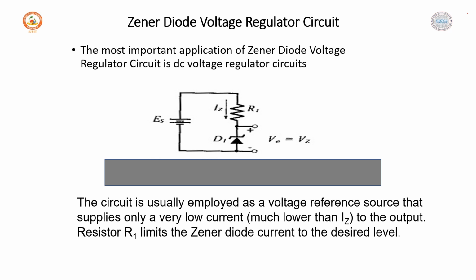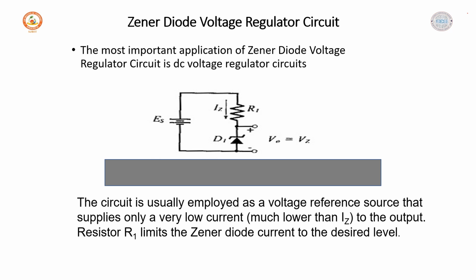To make the zener diode work as a voltage regulator circuit, we connect the zener diode in the reverse bias condition. This is a circuit showing how a zener diode can be used to regulate the input power entering the circuit. This circuit is usually employed as a voltage reference source that supplies only a very low current to the output, and the resistor R1 helps in limiting the zener diode current up to the desired level.